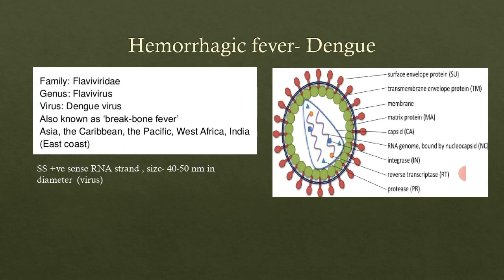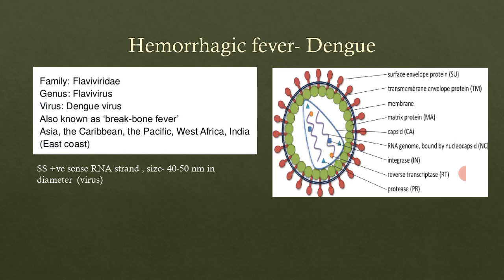What is a capsid? It is a protein coat which protects the genome of the virus. You can see the blue lines in triangular form, which is shown as the capsid. Then the genome is single stranded positive sense RNA. The size of the virus is 40 to 50 nanometers in diameter.